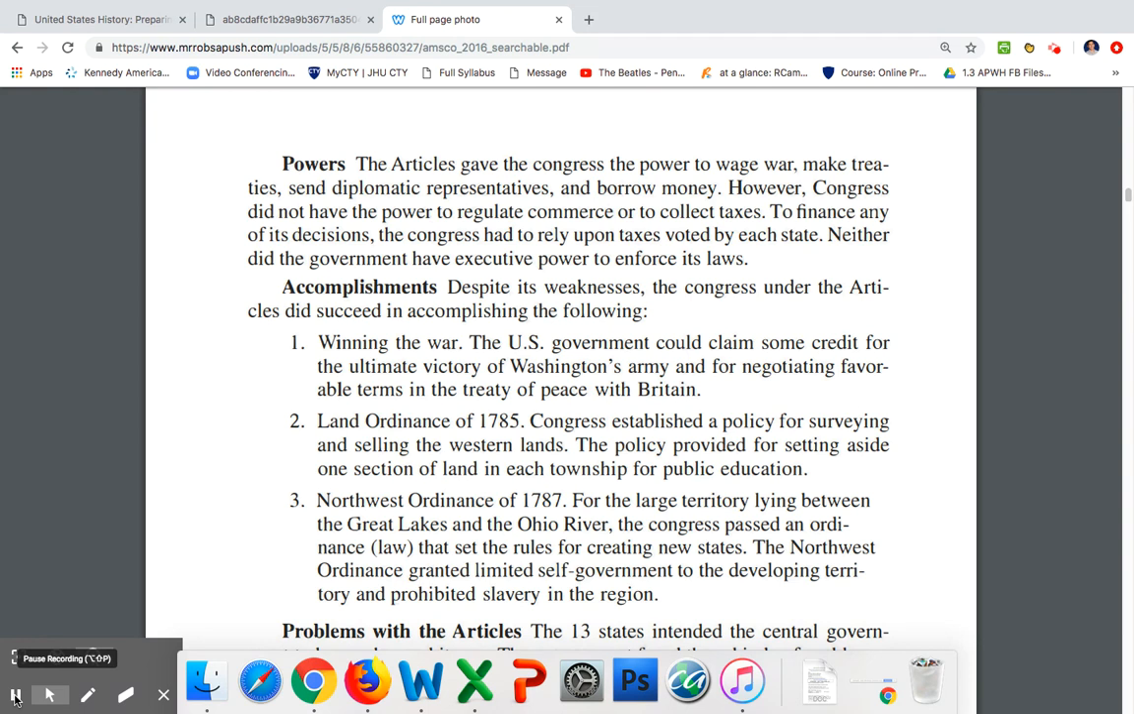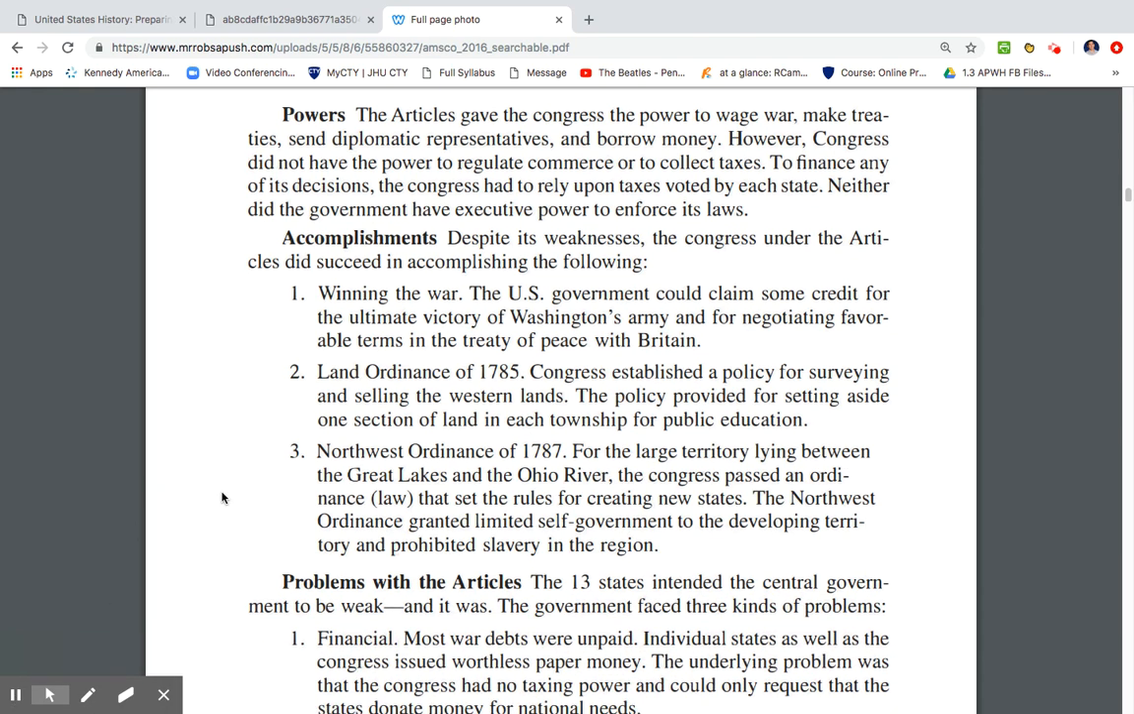Accomplishments. Despite its weaknesses under the Articles, there were some things that we could be proud of. Winning the war. The U.S. government could claim some credit for the victory of Washington's army and for negotiating favorable terms in the Treaty of Peace. Land Ordinance of 1785. Congress established a policy for surveying and selling the Western lands, right? The policy provided for setting aside one section of each township for public education. So all in all, it basically sets a precedent for how America is going to move westward.